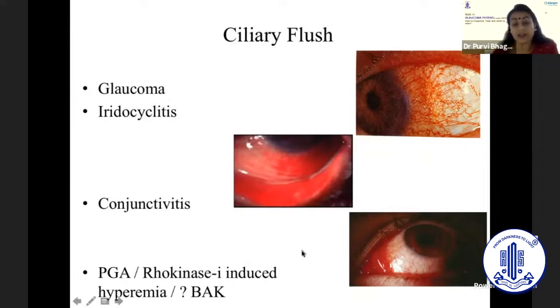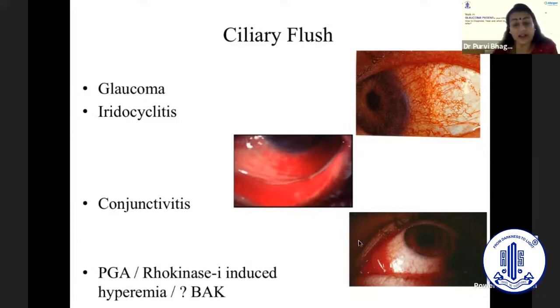And nowadays, with a lot of use of prostaglandin analogs, and nowadays even with the rho kinase inhibitors, there is a lot of conjunctival hyperemia which is coming up. So all these patients need to be counseled that this hyperemia is not inflammation, it is not toxic, not allergic, but it is just a simple vasodilatation.